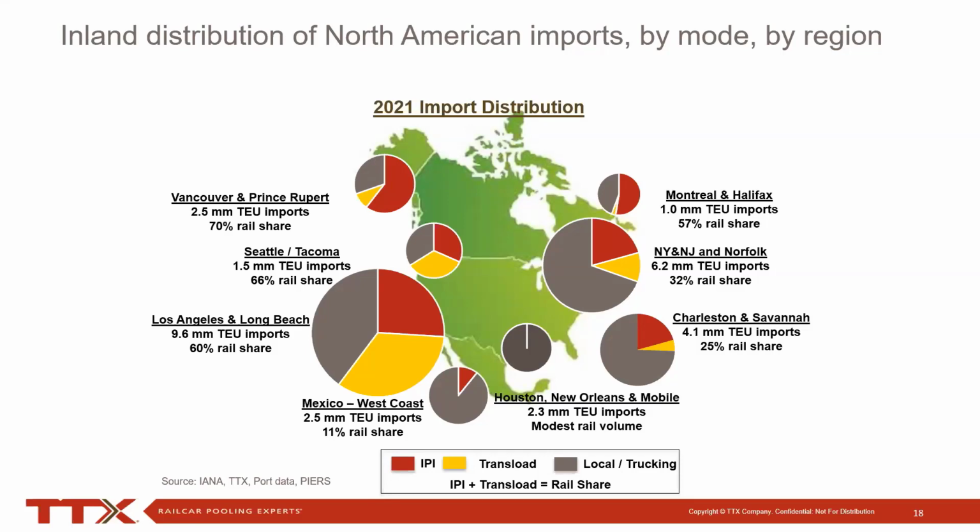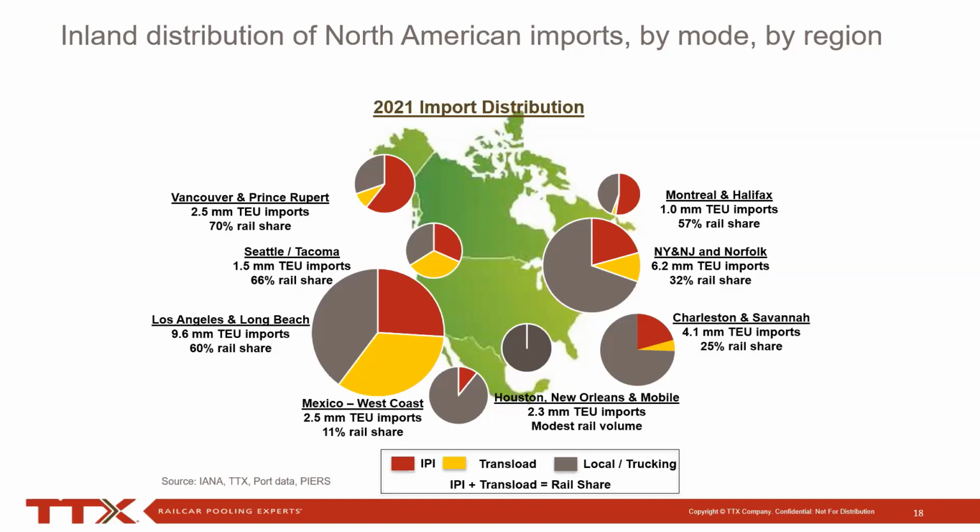As I've already mentioned several times, the total rail share for inland distribution at the Western ports, taking IPI and transloading into account, is in that 60 to 70% range, while in the East Coast, that falls to something around 20 to 25%. And I think the reason for that is geography.